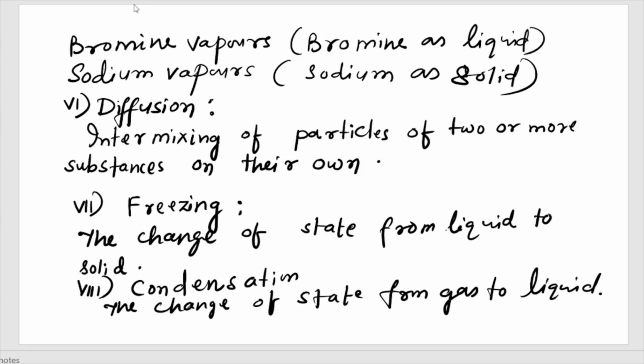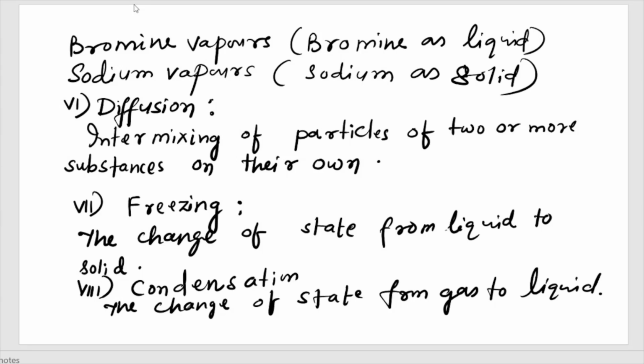What is diffusion? Diffusion means mixing, intermixing of particles of two or more substances. Two or more substances mix on their own. It will mix by itself. Then it is called diffusion. I told this already in the third video of the chapter, just like an incense stick, the smell of the stick is going throughout the house. This is due to diffusion.